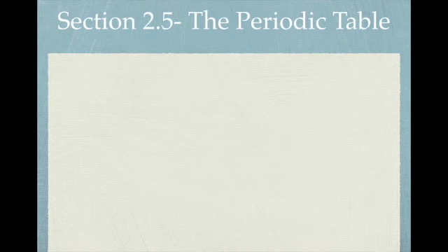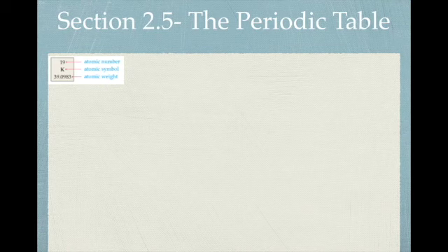In this video, what I'm going to be talking about is the periodic table. Just as a quick introduction, for each box that each element exists in, there are three different important pieces of information that you will find. You will find the atomic number, the atomic symbol, and the atomic weight. Remember, the atomic number is the number of protons, the symbol is simply the symbol, and the atomic weight is the weighted average of the atomic masses.